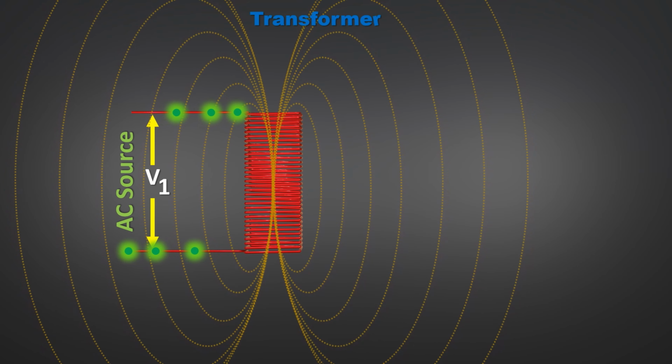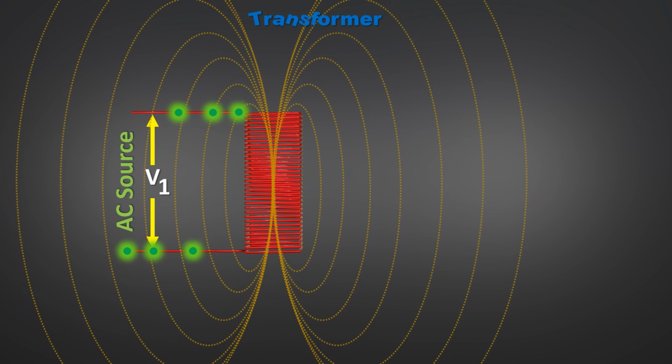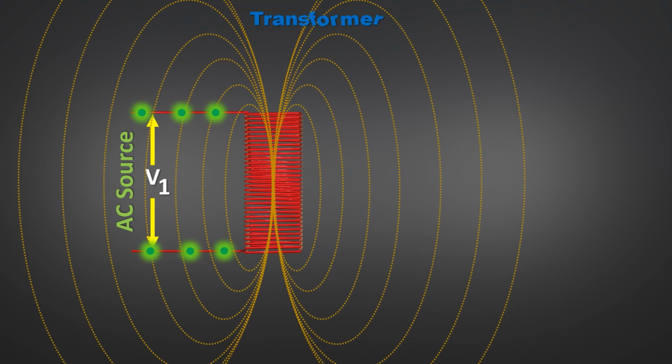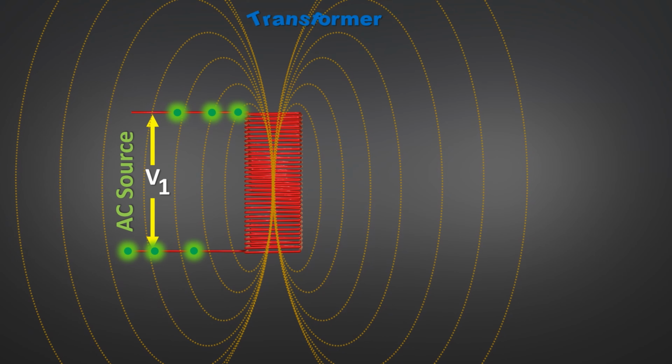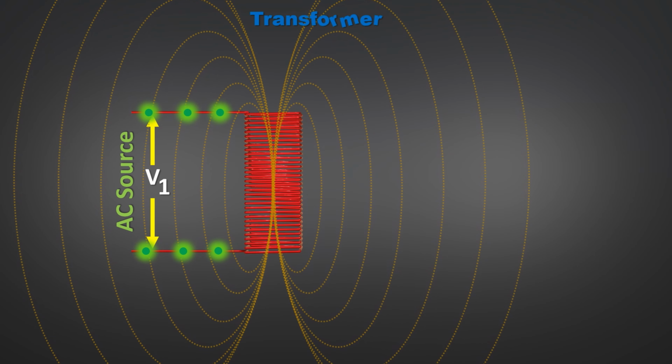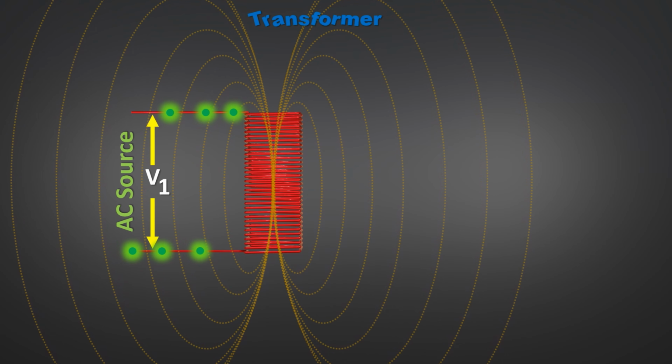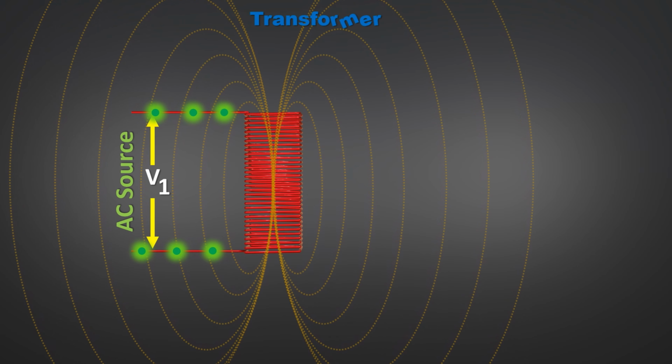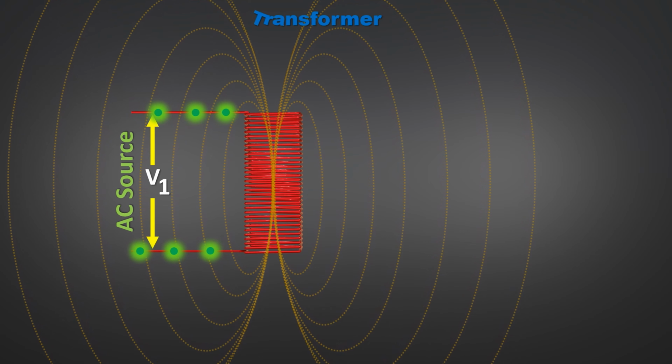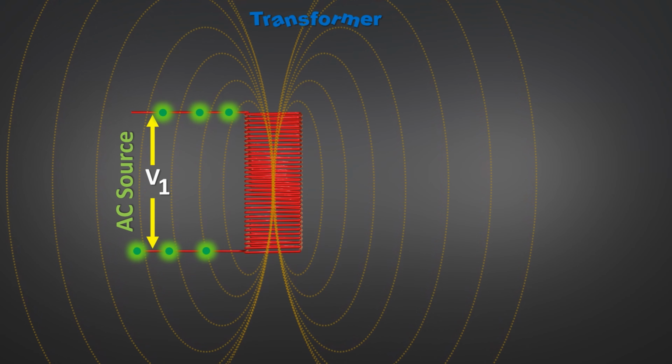Since, according to Lenz's law, the effect always opposes the cause, this self-induced voltage across the winding does not depend upon the number of turns in the winding but depends on the supply voltage. Whereas the voltage induced per turn depends on the number of turns in the winding. This is nothing but the induced EMF divided by the number of turns in the winding.